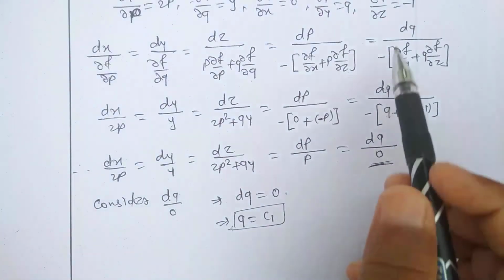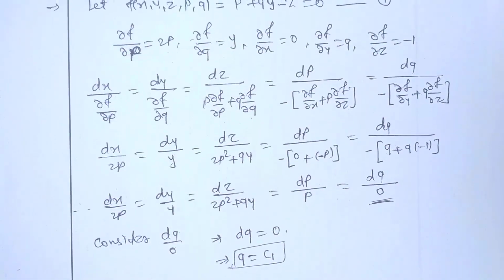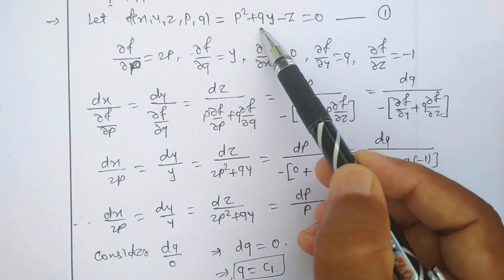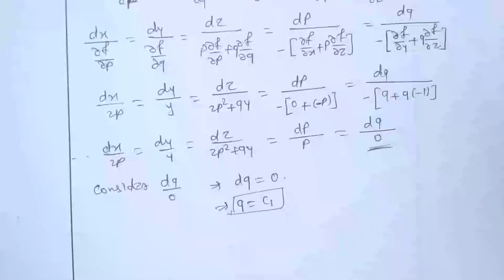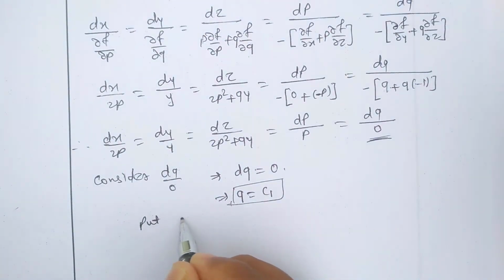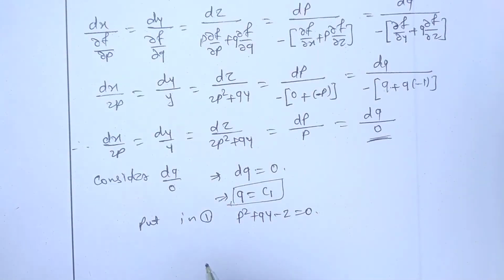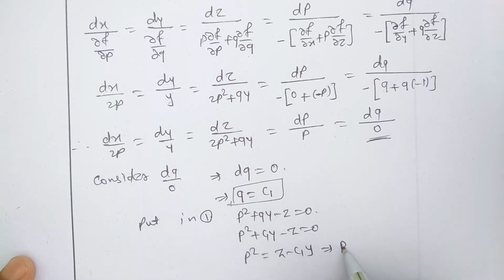Now from equation number 1, put the value of q in equation number 1 and find the value of p. So put in 1. What is equation number 1? p square plus qy minus z equals to 0. So the value of q is c1, so p square plus c1y minus z equals to 0. That means p square is equal to z minus c1y. So this implies the value of p is equal to under root of z minus c1y.